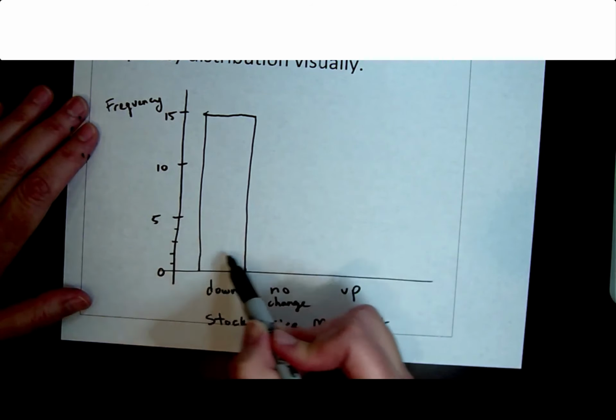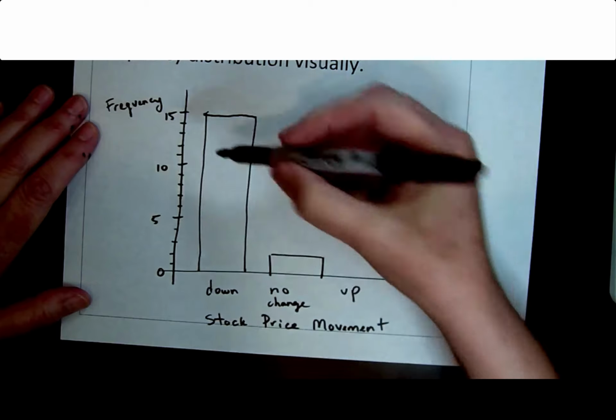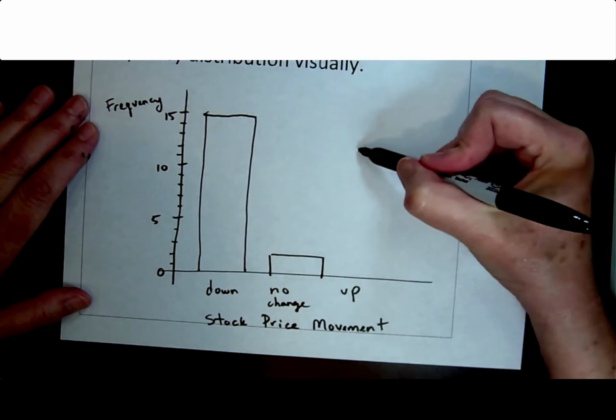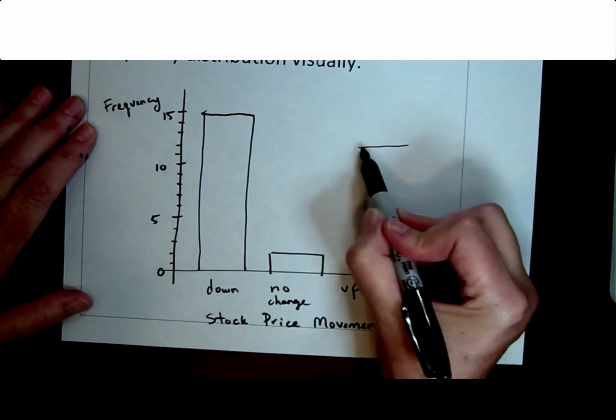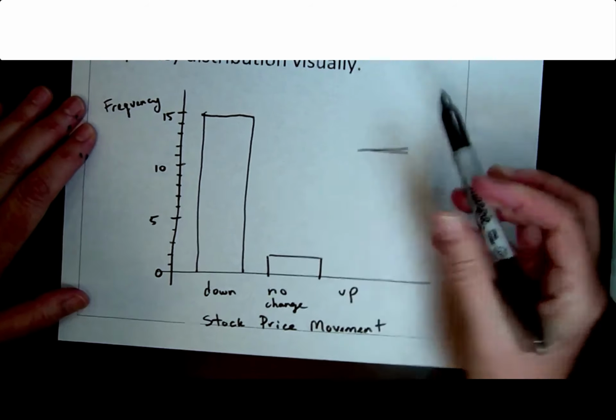And up had frequency 13. So let's see, 14, 13, 12, 11. Okay, so 13 is about there. Okay, and there we go. There is our frequency bar graph. Okay, so hopefully that went okay for you.